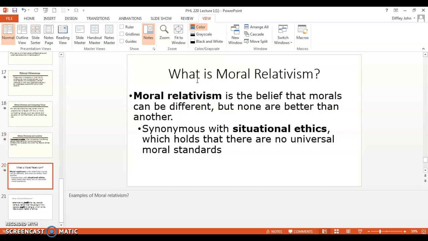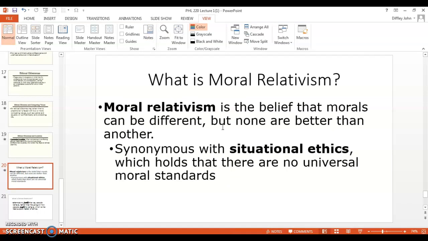Again, let's get to moral relativism. This is going to be a big idea. This goes against the idea of universality. Moral relativism is the belief that morals can be different and none are better than the other. Situational ethics is one way to look at this. Moral relativists say you need to look at every case and decide what to do. There are no universal moral standards, is what the relativists argue, and we cannot judge others. Decisions are made based on certain facts.